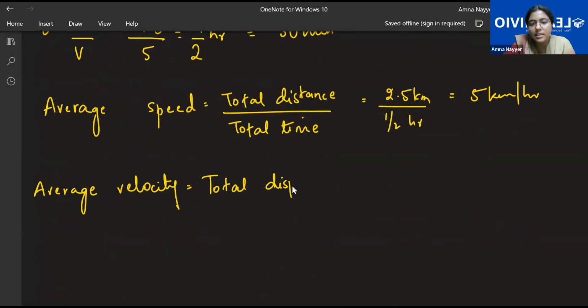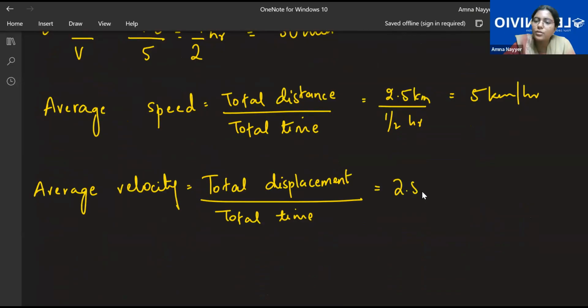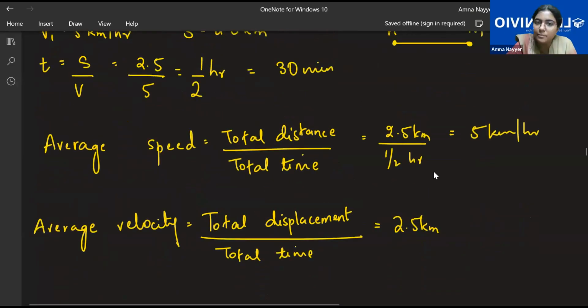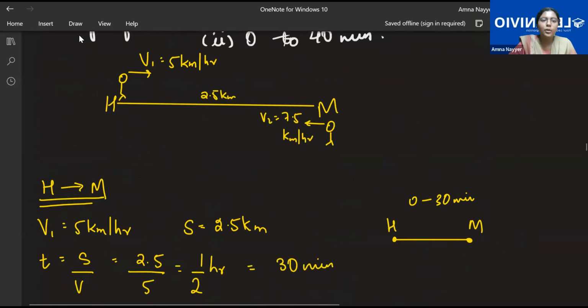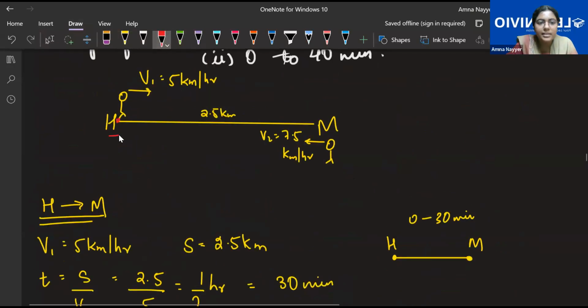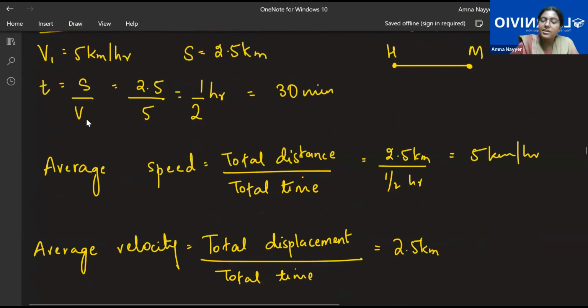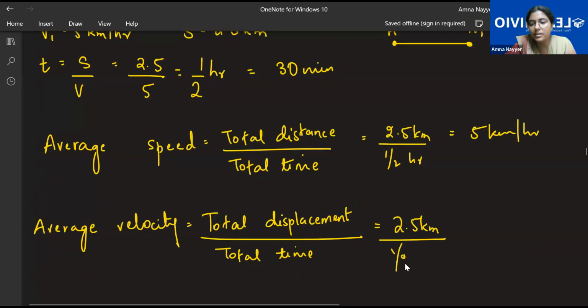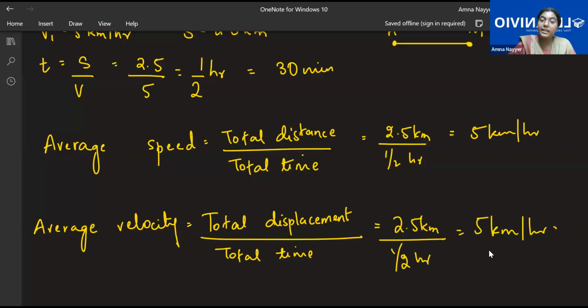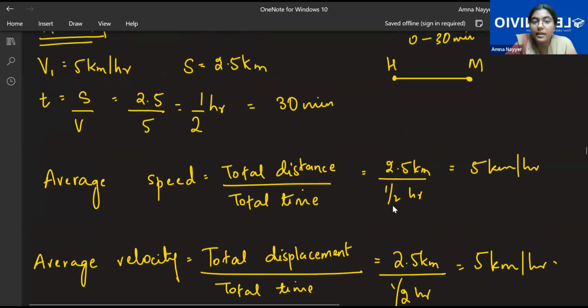So this is the total displacement by total time. So total displacement is also 2.5 kilometer. How do you check the total displacement? You take the initial point, you take the final point. What's the initial point? This is the initial point. What's the final point? This is the final point. What's the separation between them? It's still 2.5. So in this case, the average speed and the average velocity will be the same, that is equal to 5 kilometer per hour. In this case. In the next case, it may be different.